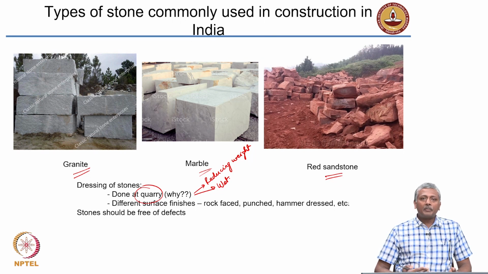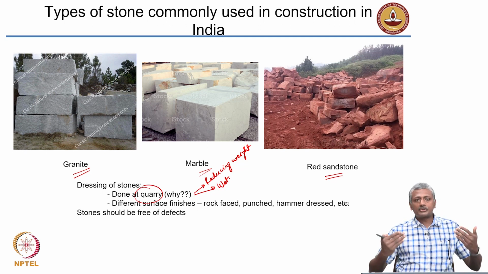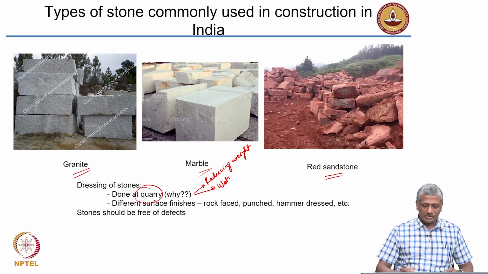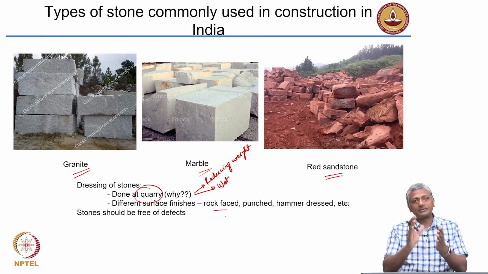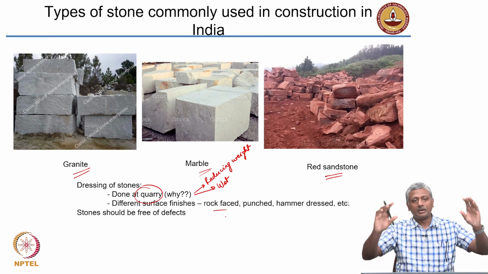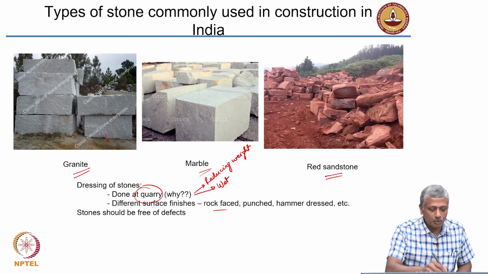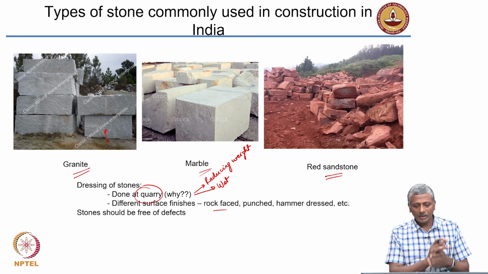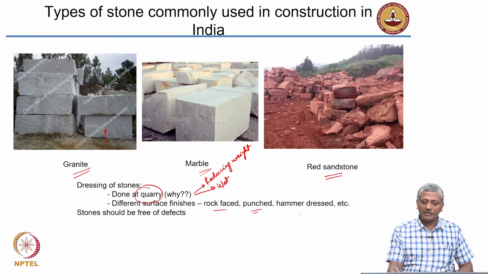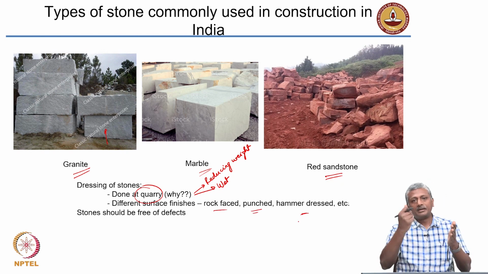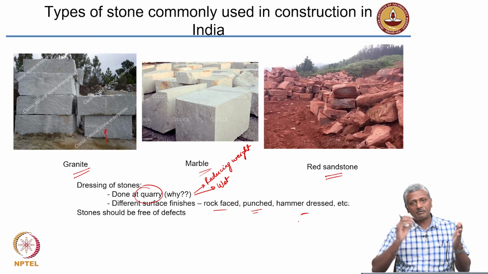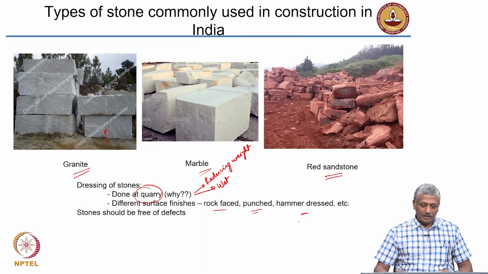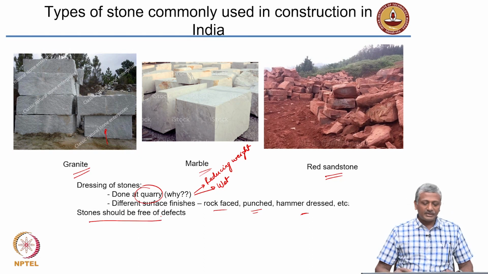Now, depending upon the type of aesthetics that you demand from the stone surface, you can get different types of finishes, like the rock face finish, where even if it's a nice cuboidal block, the outer surface, like what is shown here, still looks like the rough surface of a rock. You may have a punched or a hammer dressed face also. Take a hammer and simply dress the top surface. That means you have some sort of a punched face just to give a different aesthetic appearance. Again, it's imperative that the stones that you get for construction should be free of defects.